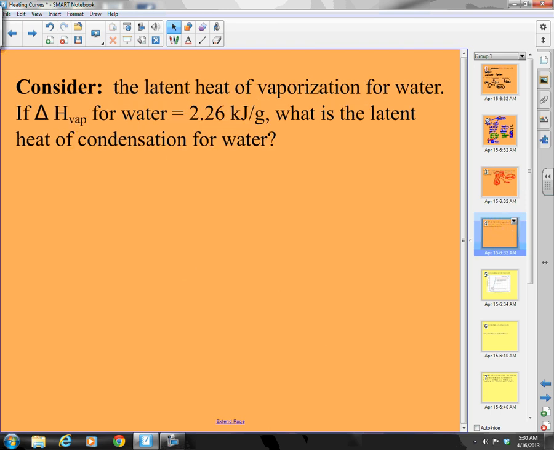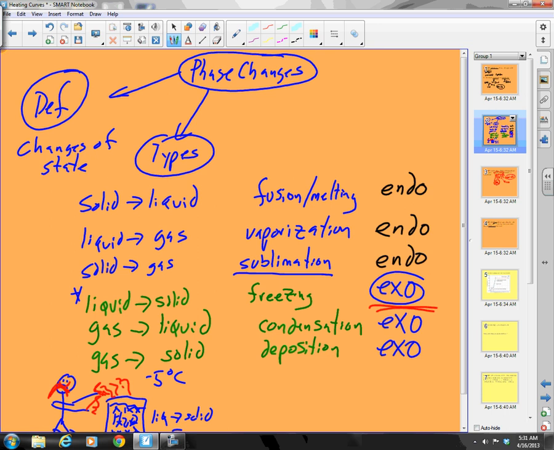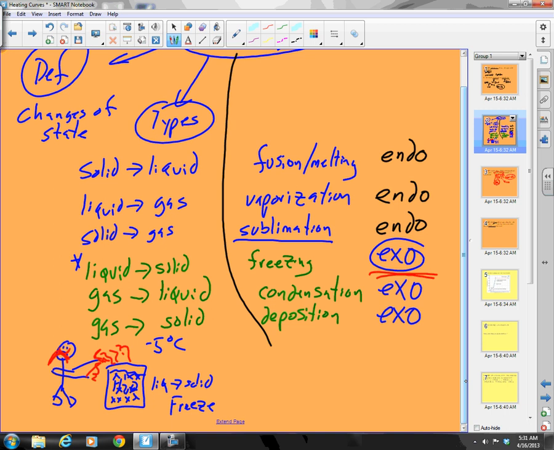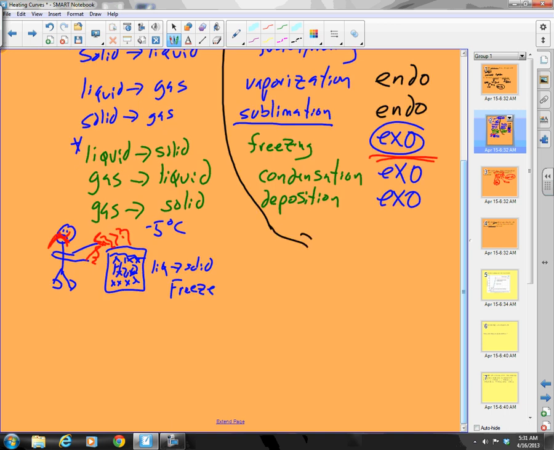Consider the latent heat of vaporization for water. If delta H vap for water equals 2.26 kilojoules per gram, what is the latent heat of condensation? I think we need to learn something about heats in relationship to phase changes. So we want to come down here and we want to learn about latent heats.